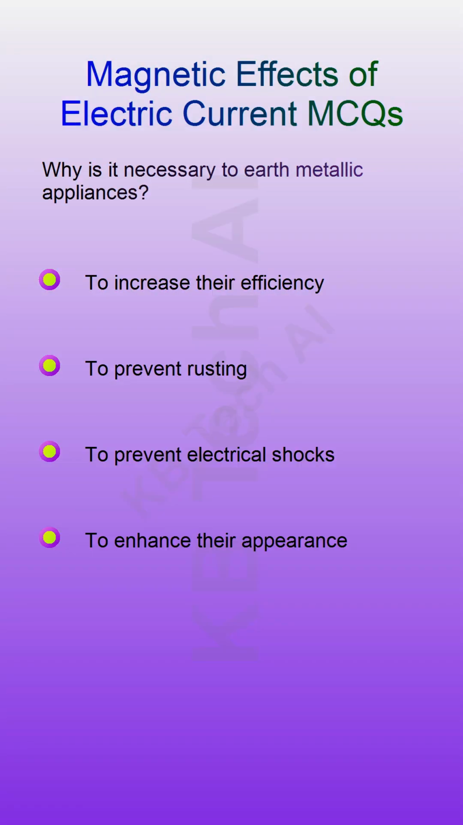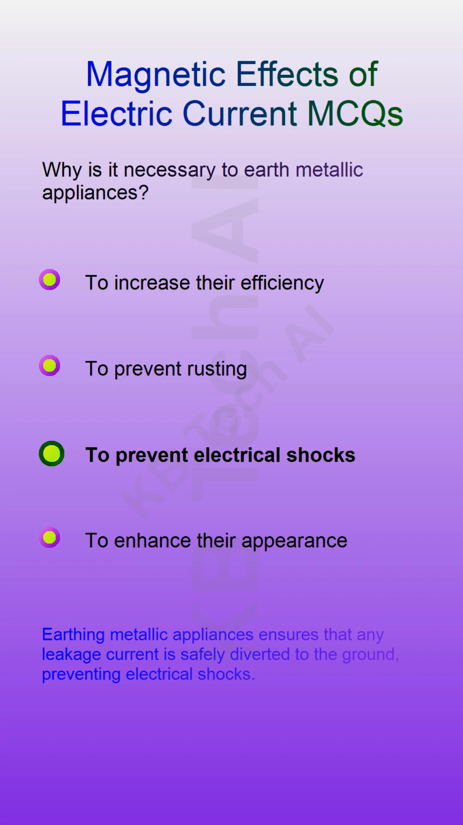Why is it necessary to earth metallic appliances? Option 1, to increase their efficiency. Option 2, to prevent rusting. Option 3, to prevent electrical shocks. Option 4, to enhance their appearance. The answer is, Option 3, to prevent electrical shocks.